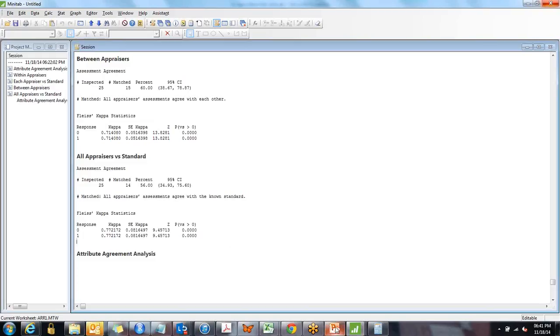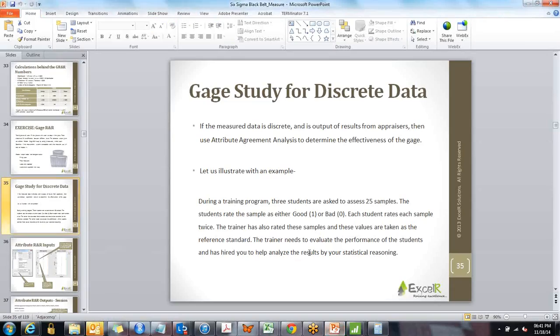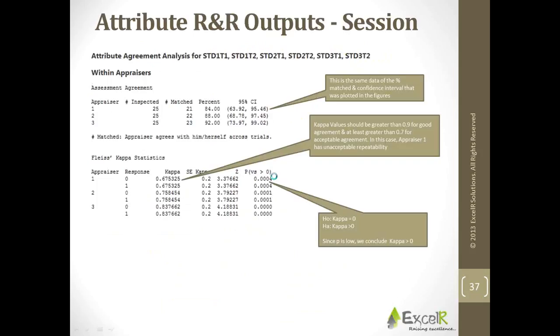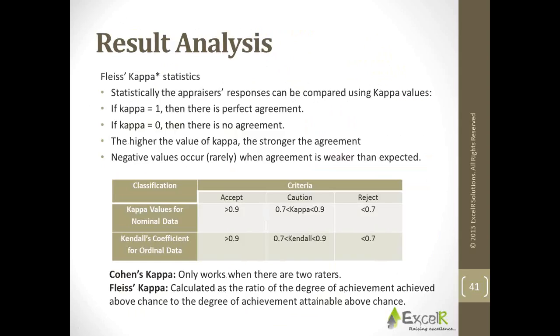And let me go to this. One second, we are almost done. I've just explained all these things, you can go through that. So if the kappa value is greater than 0.9, then you accept it. If it's between 0.7 and 0.9, then you cautiously accept. If it is less than 0.7, you reject it. Yeah, and there is something called Kendall's coefficient for ordinal data.